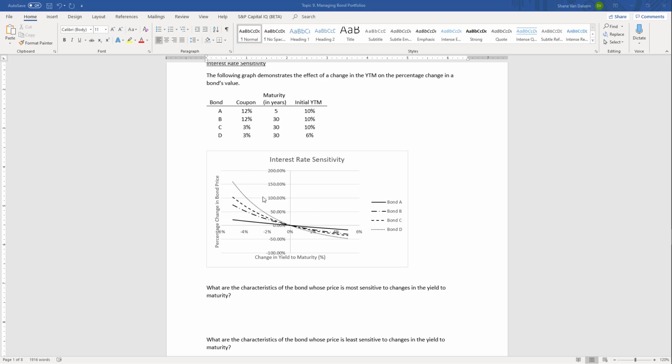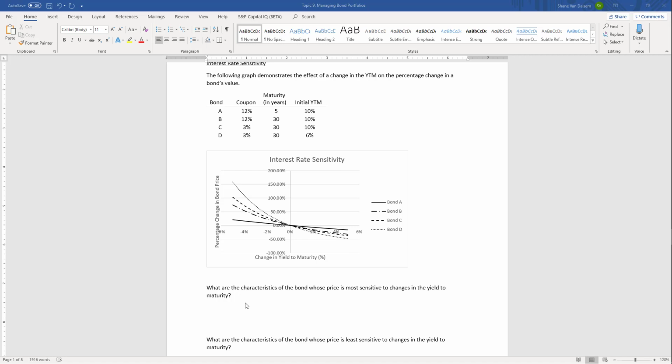Well, the bond whose price is most sensitive to a change in the yield to maturity is bond D. You can see here with a change in the yield to maturity, when the yield to maturity decreases, the value of that bond increases substantially. And whenever the yield to maturity increases, the value of the bond decreases somewhat. There's a greater effect whenever the yield to maturity decreases than when it increases for bond D because of the time to maturity and the initial yield to maturity.